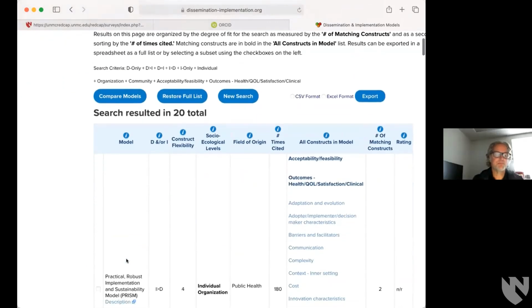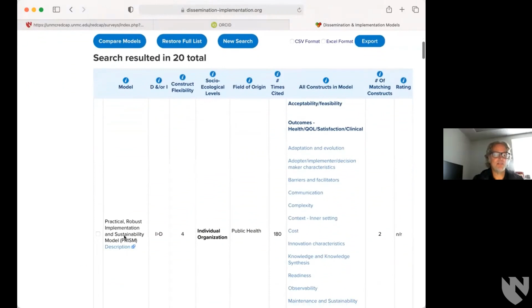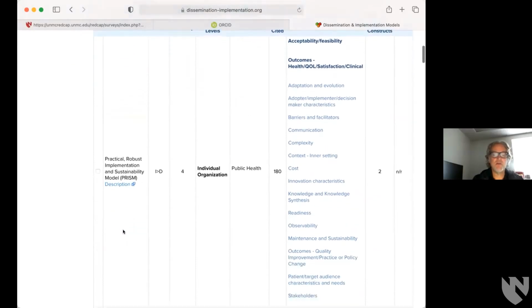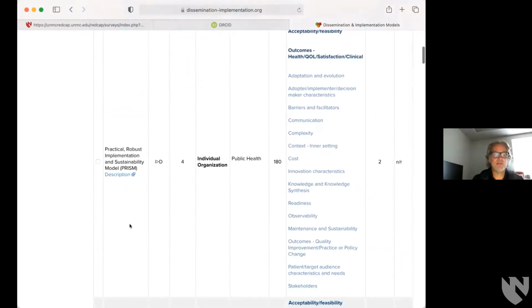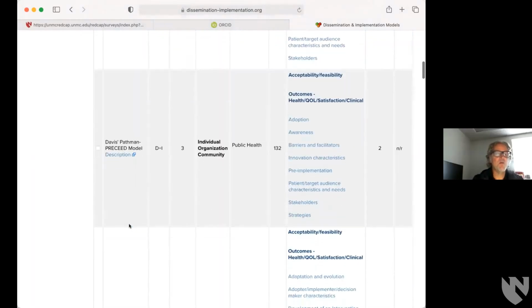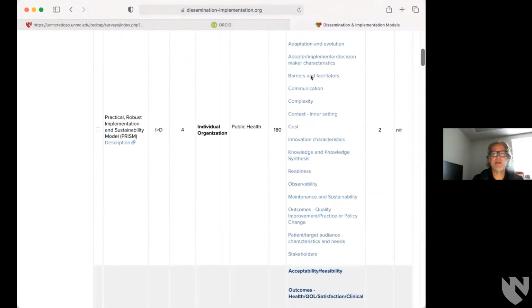Oh my God. Okay. But look at the very first one, practical, robust implementation, sustainability model. That's one that we've already reviewed. The nice thing about that one is it also includes RE-AIM. So you could go through this, and at this point, as somebody that's new to the world of dissemination implementation science, Lidan, you could just start with the first one, read it, and see if it fits.